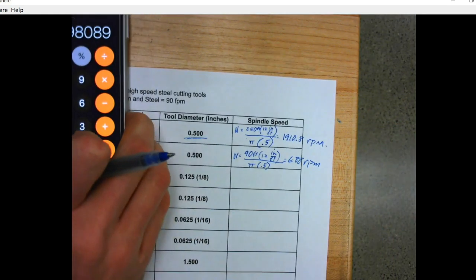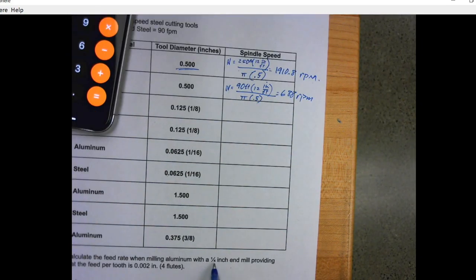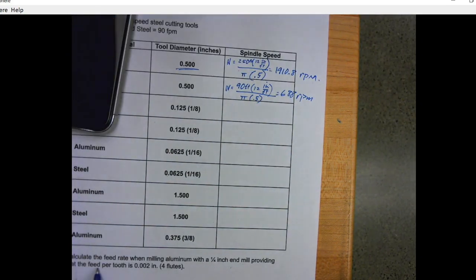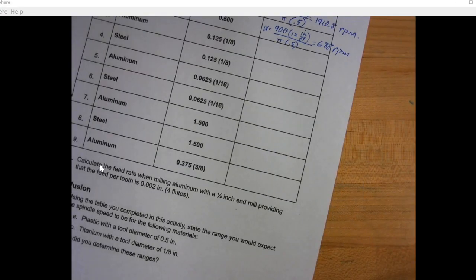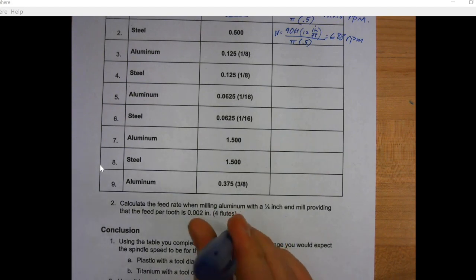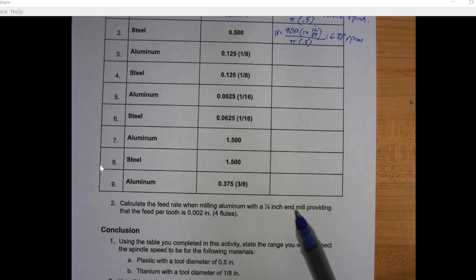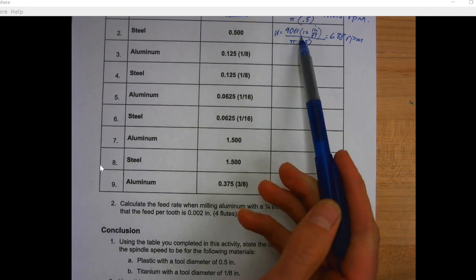Second thing you're going to have to do is calculate the feed rate when milling aluminum with a 1/4 inch end mill, providing that the feed per tooth is 0.002. Now we're going to calculate the feed rate, which is different than the speed rate. Remember, speed rate is how fast it's spinning, and feed rate is how fast it's moving across the part. To calculate your feed rate, you do need your spindle speed. So you need to know your N, which is what we're calculating up here.